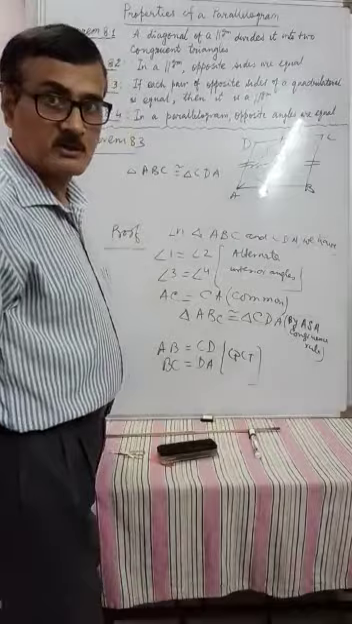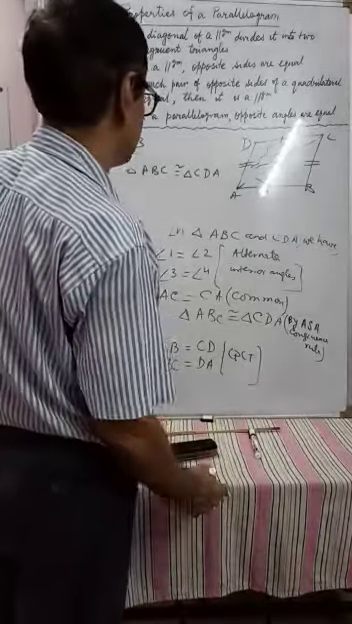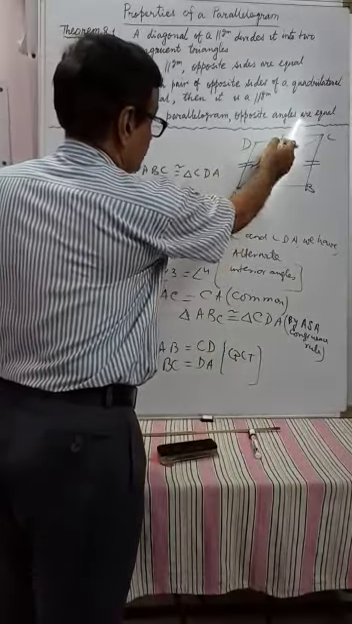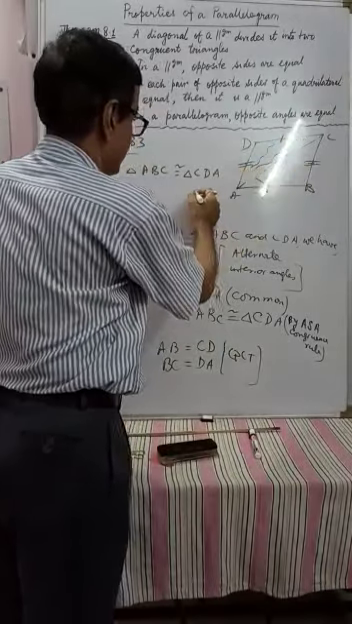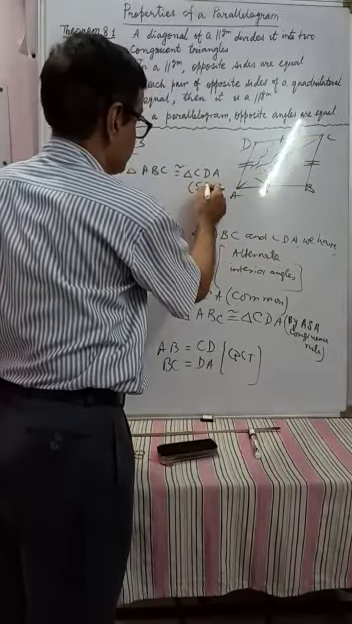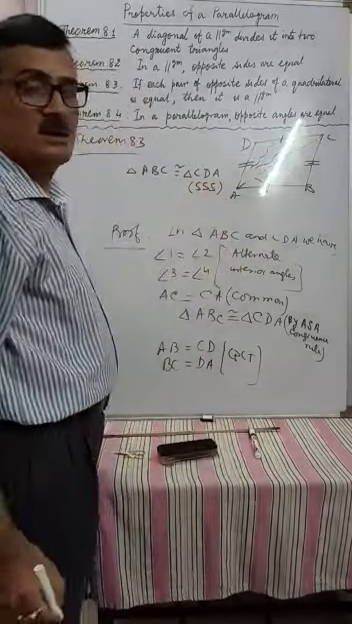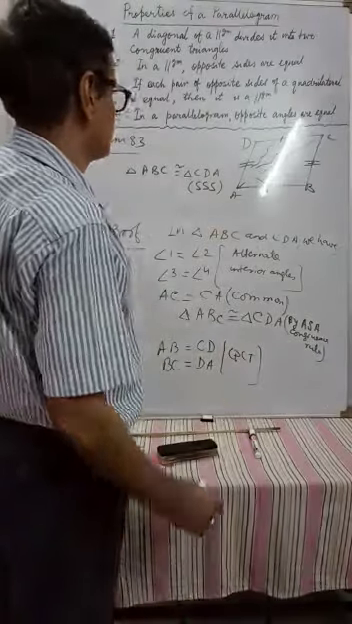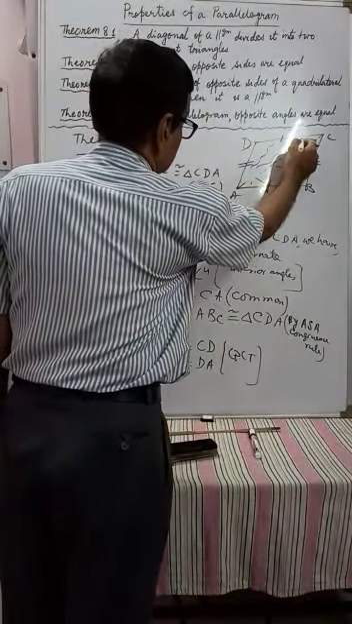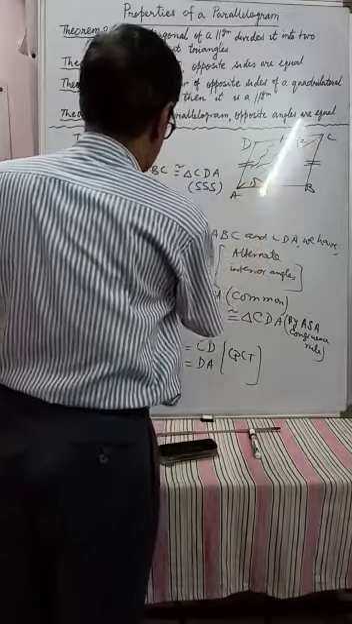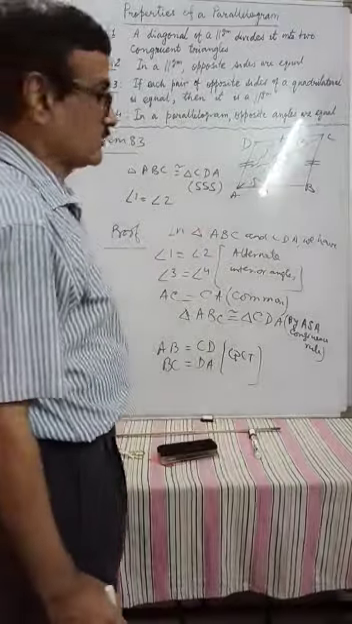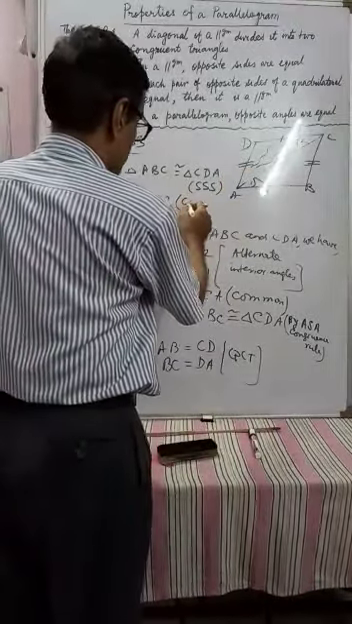That is the property of parallelogram, and we have proved it also. So these two triangles are congruent because AB is equal to DC, BC is equal to DA, and AC is equal to CA. So by SSS these two triangles are congruent. And when these two triangles are congruent, we can say by CPCT angle 1 and angle 2 are equal.